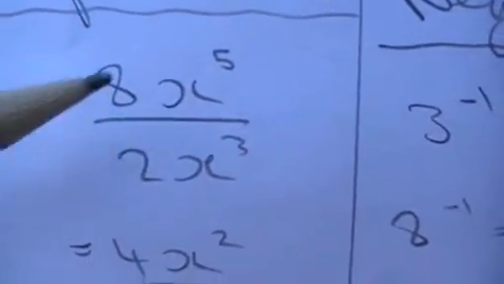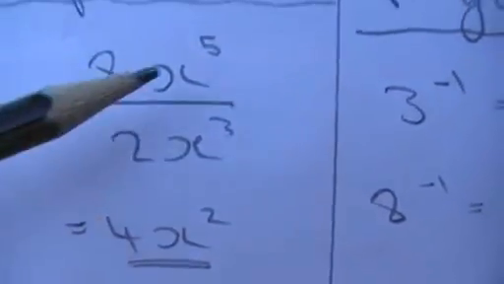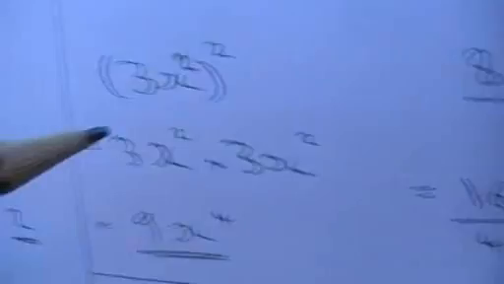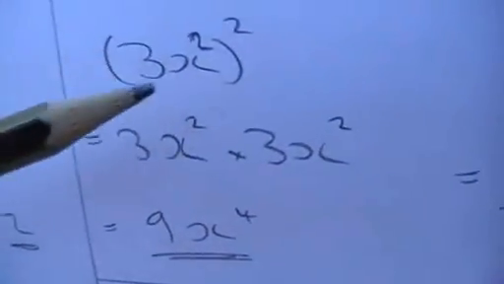Similarly here, if I'm dividing, so 8 divided by 2 is 4, then x^5 divided by x^3, or x cubed, is x to the power of 2, because we do 5 minus 3 to get 2. Okay, power to a power.